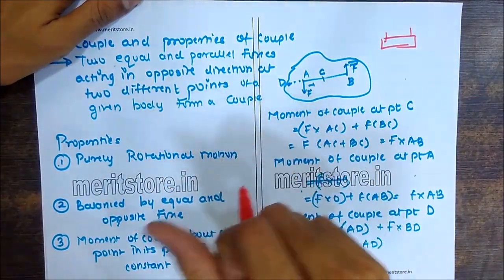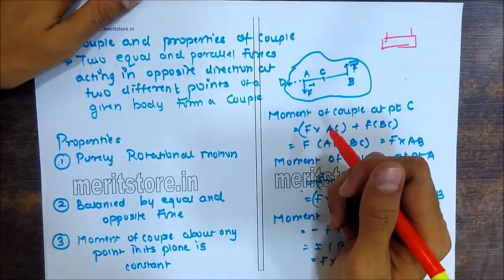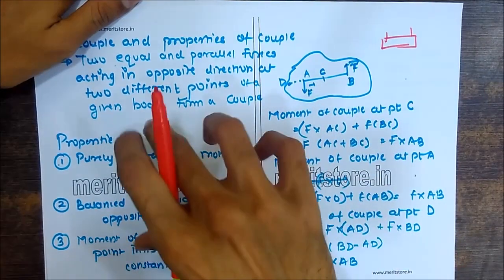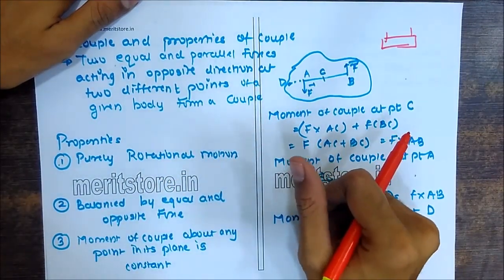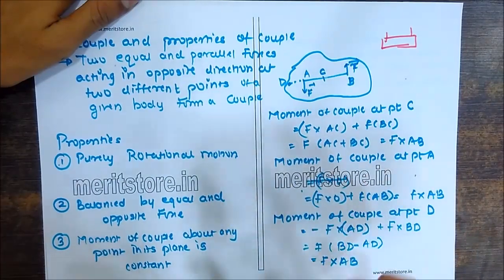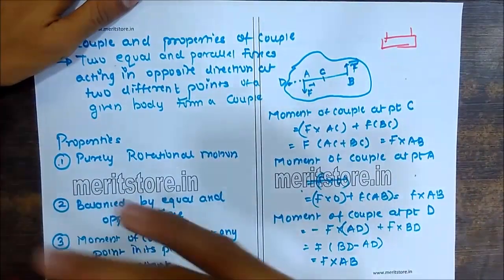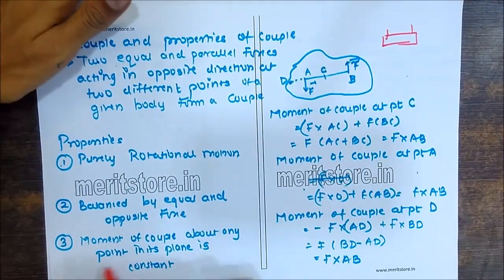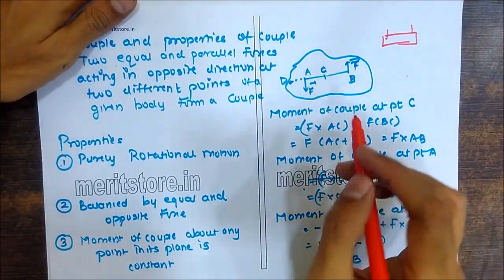If an anti-clockwise couple is acting on the body to produce a turning effect, its effect can be neutralized by applying a clockwise couple. Next, the moment of a couple about any point in its plane is constant.